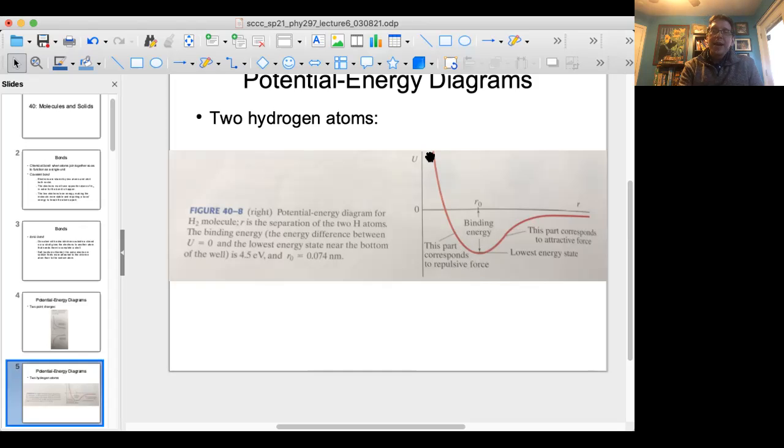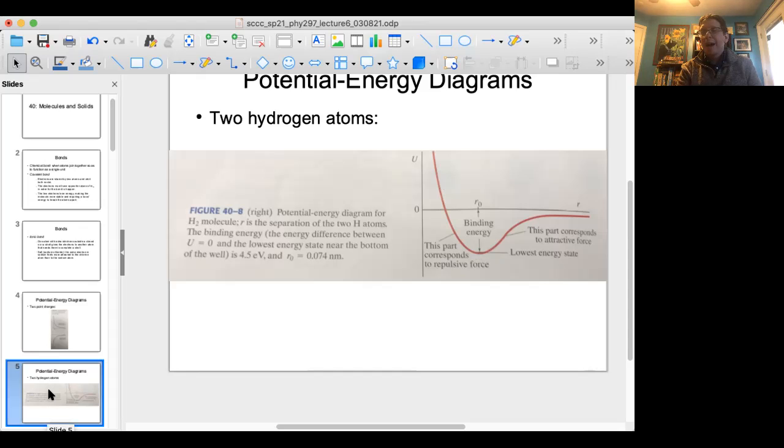Once you reach a potential energy of 0 and get to a positive potential energy, that means the electrons are more likely than not to be on opposite sides of the nuclei rather than between them. And that causes repulsion rather than attraction. But you have the minimum potential energy, and that's called the binding energy. That's the ideal location. That's the stable equilibrium location.